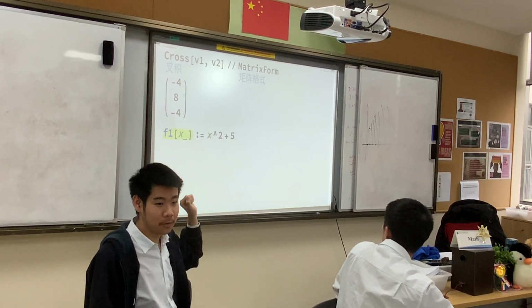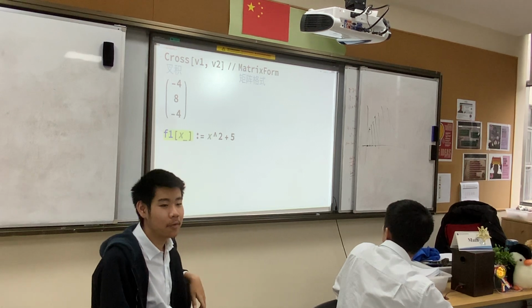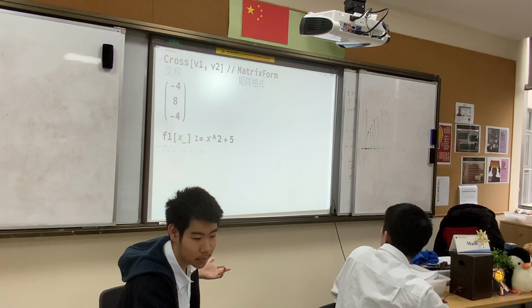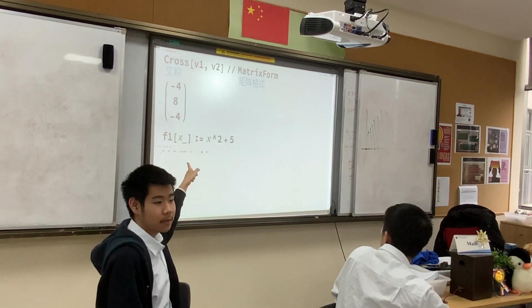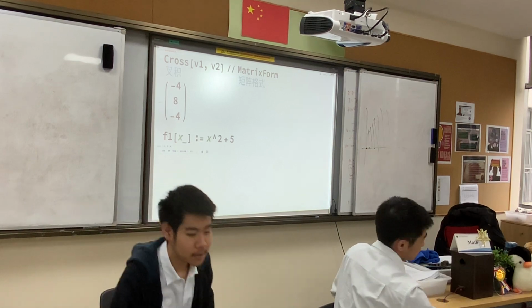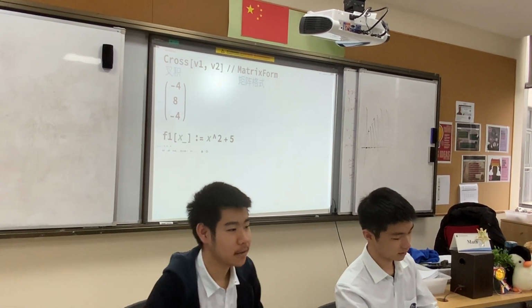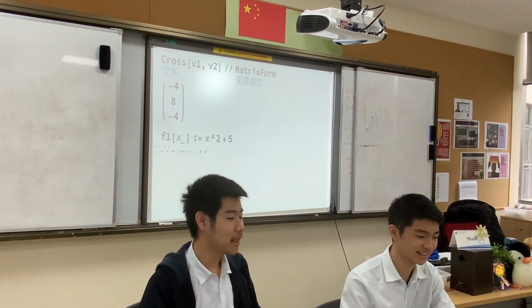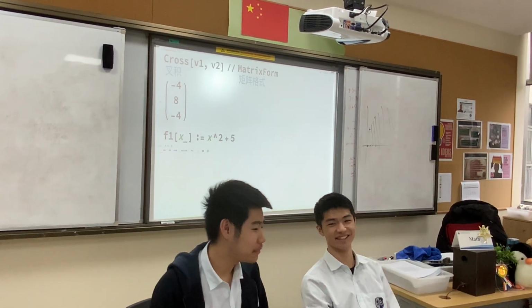But why is f1 blue over here? Because Mathematica doesn't know what is f1. You haven't told it what is f1 yet. So now you run it, it turns back to black. So Mathematica says, hey, I know what f1 is right now. So this is the first step of defining a function. Also, you can change the color if you want in the setting. But no need to confuse everyone.